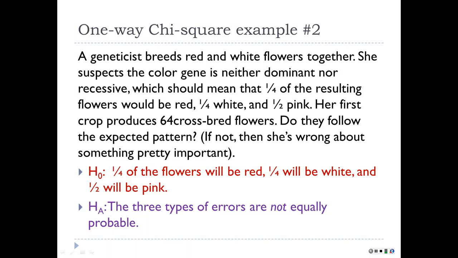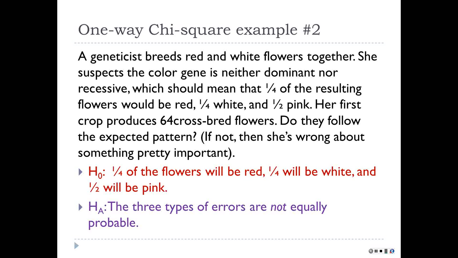Do they follow the expected pattern? Because if they don't, then she's wrong about something pretty important, about whether the gene is, like she says, neither dominant nor recessive. Now, the null hypothesis is that they should follow this pattern. So you see that the null hypothesis, she's actually kind of rooting for it.